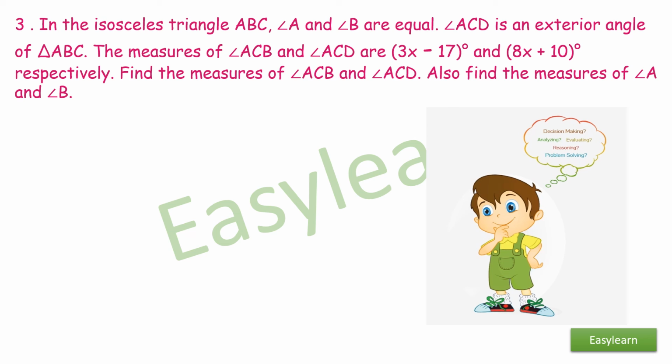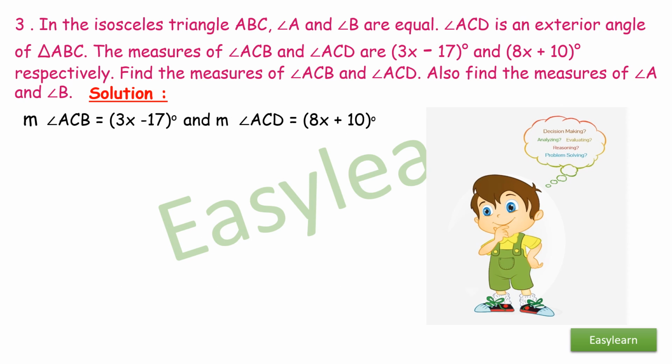Third, in the isosceles triangle ABC, angle A and angle B are equal. Angle ACD is an exterior angle of triangle ABC. The measures of angle ACB and ACD are (3x minus 17) degrees and (8x plus 10) degrees respectively. Find the measures of angle ACB and ACD. Also find the measures of angle A and angle B.